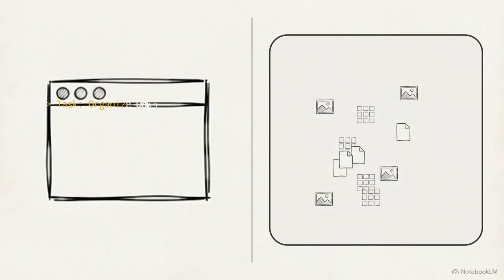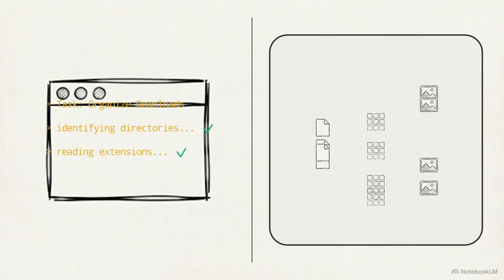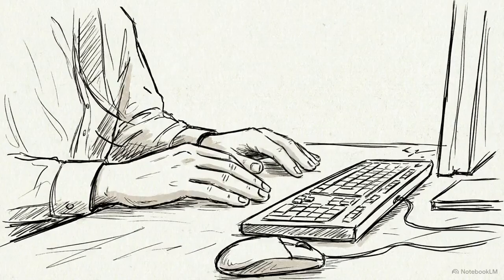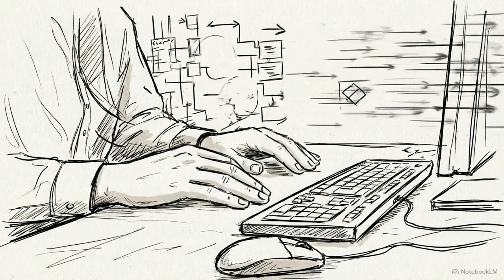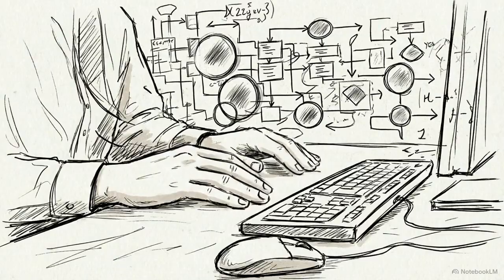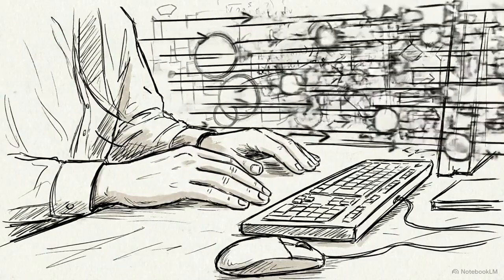On the left, Cowork breaks down the sentence into actionable steps, identifying directories and reading extensions. On the right, the physical sorting begins, moving the actual files into newly designated folders. Throughout this entire sequence, you do not touch the mouse or write any additional code. The agent handles the multi-step execution entirely on its own.